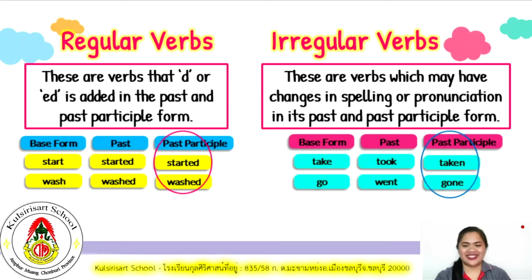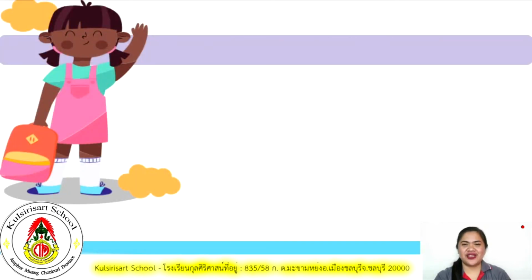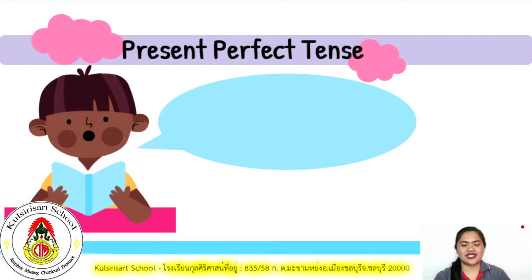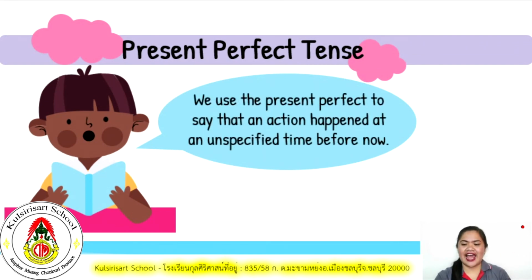So, let's move on. We'll go directly to our second topic, which is the present perfect. When we talk about present perfect, what does it mean? It means that we use the present perfect to say that an action happened at an unspecified time before now.